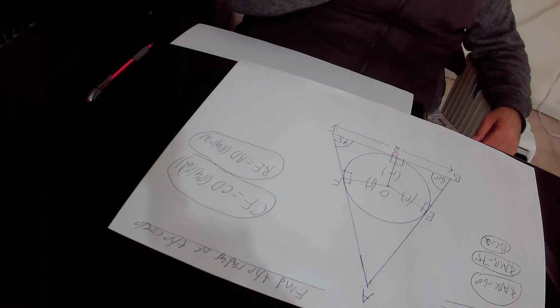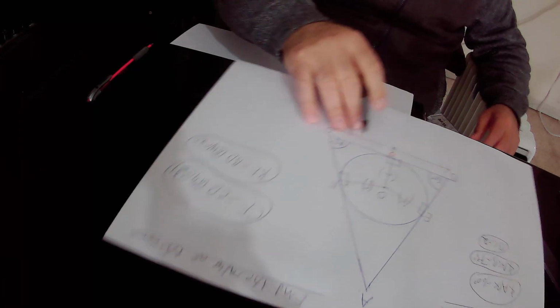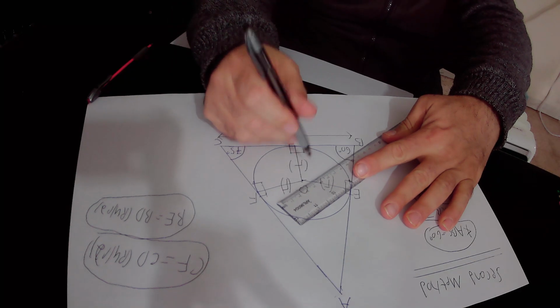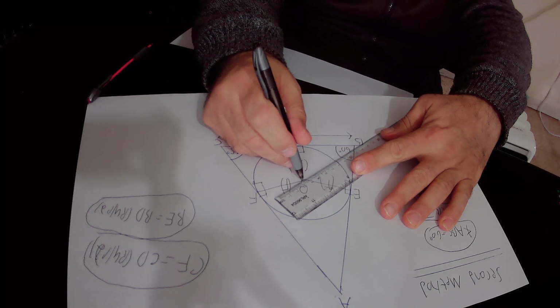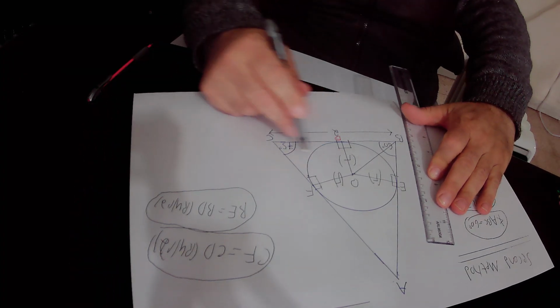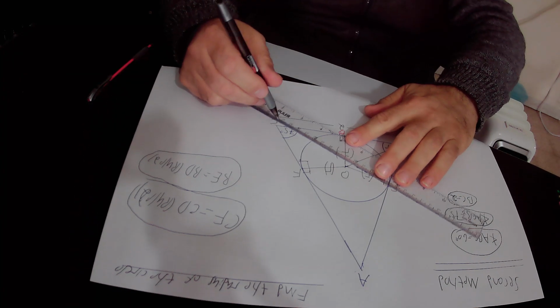In the next step, we join points O and B together by a straight line, and we join points O and C together by a straight line.